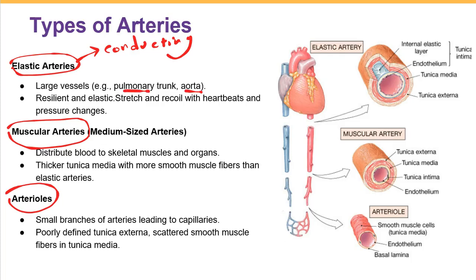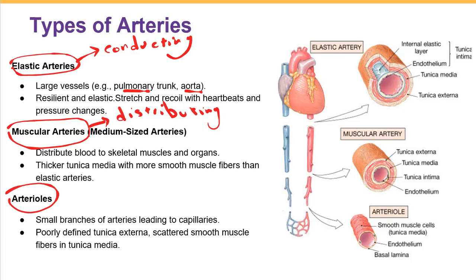They're called elastic because they can stretch and recoil with each heartbeat, and in all of their layers you can find elastic fibers. Their elasticity helps them handle the pressure changes as blood is pumped from the heart into these blood vessels. Then elastic arteries become smaller and smaller, making muscular arteries. Muscular arteries are also known as distributing arteries, as they distribute blood to the skeletal muscles and the organs.